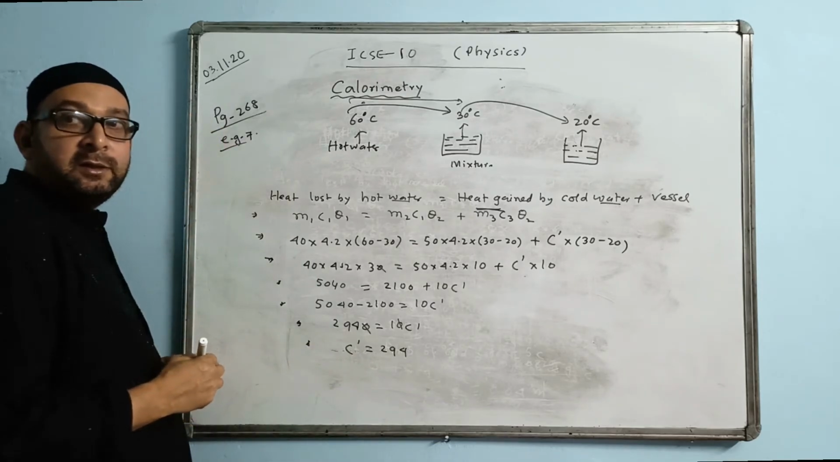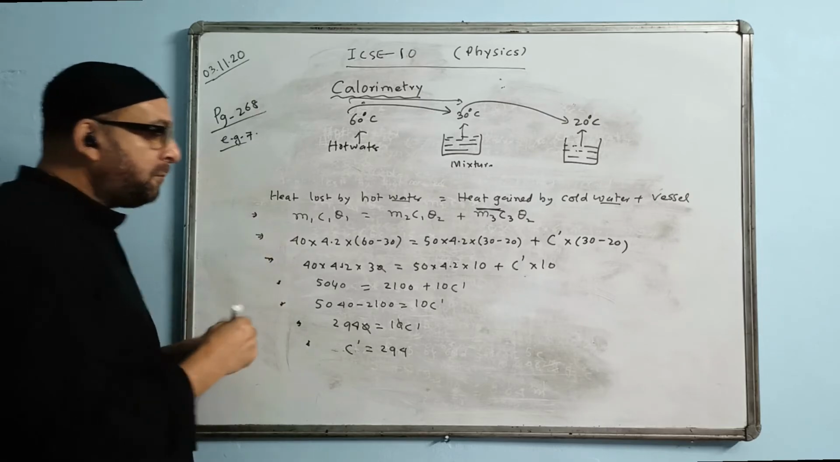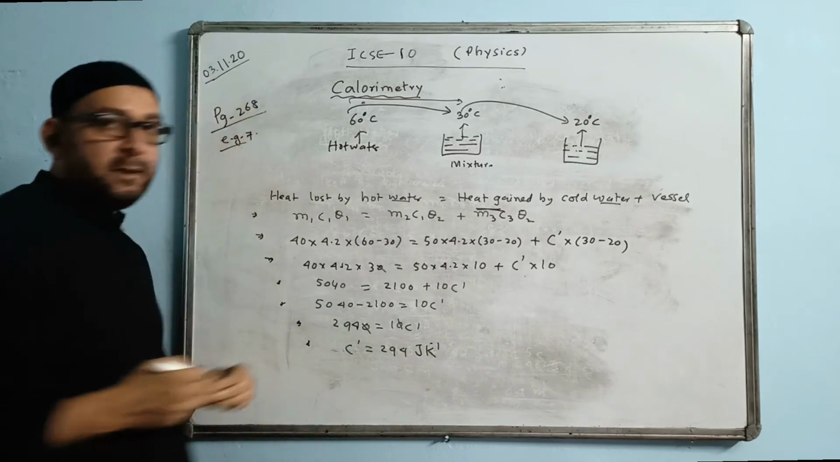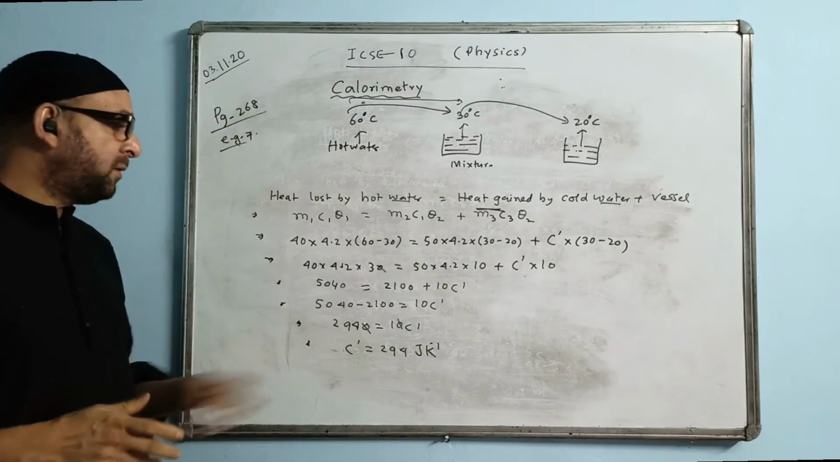Heat capacity unit is joule per degree Celsius or per Kelvin. Keep the unit here as joules per Kelvin or per degree Celsius. The SI unit is joule per Kelvin. So that is the answer.